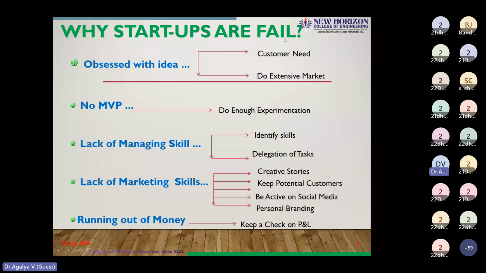Then coming to running out of money. Everybody thinks that if you want to start a business, you need to invest more money, for making machines, buying machines, and all the things behind that. So running out of money, don't plan such kinds of ideas.